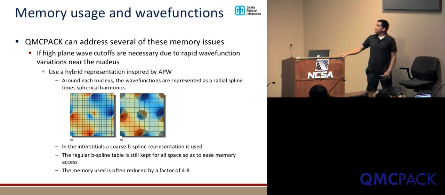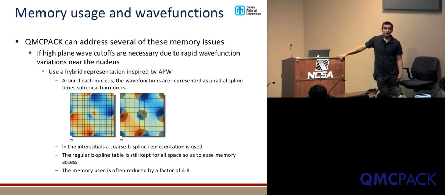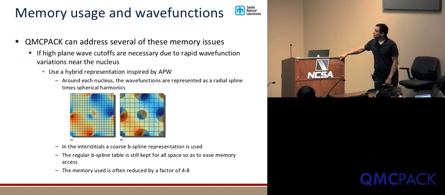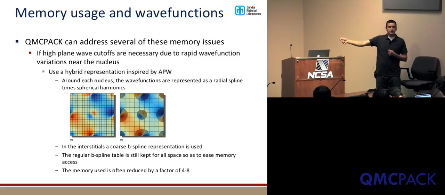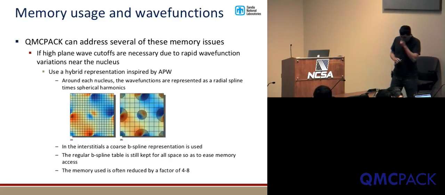There's another trick that we have in the case where you have, say, very hard pseudopotentials and you need a very fine spline spacing near all of the nuclei. This requires a high plane wave cutoff, let's say in your DFT calculation. The trick that we're going to use is inspired by augmented plane waves. The idea is that around each nucleus, you can see here, this is your regular grid that we would be using, but we can actually represent the wave function as some set of radial functions times Y_lm. We know that's completely general. And then in the interstitials, we keep this B-spline table, but much coarser.